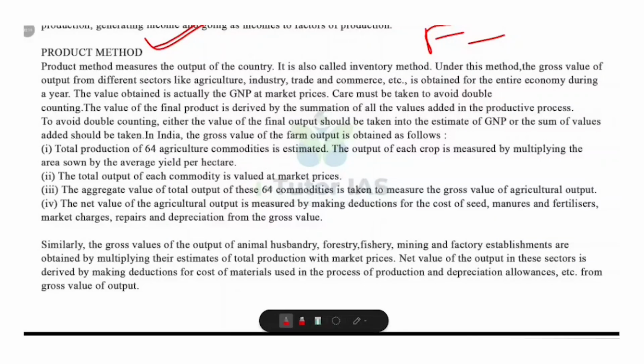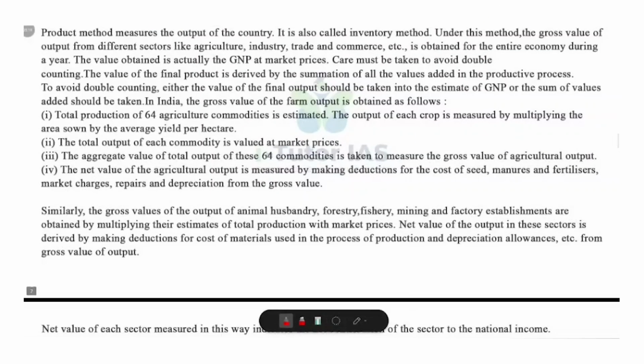And when we deduct costs like seeds, fertilizers, irrigation and so on, we will get the net value of agricultural output. And when we take an example of industry and service, how can we calculate it? For factories, mining, fishery, forestry and so on, we will multiply total production into market price. So we will get the gross output, and we will deduct the cost of materials, repairs, depreciation and so on to get the net output.